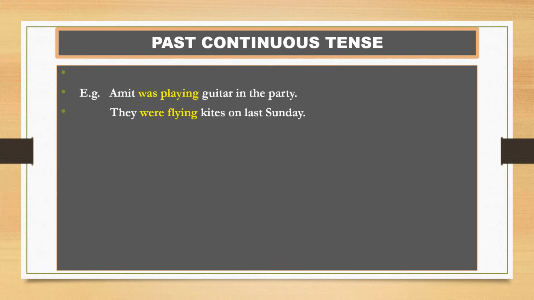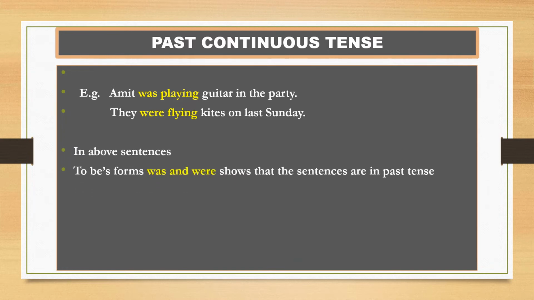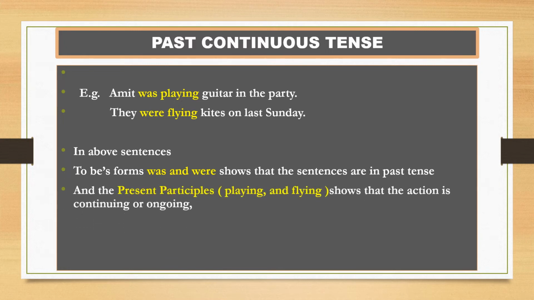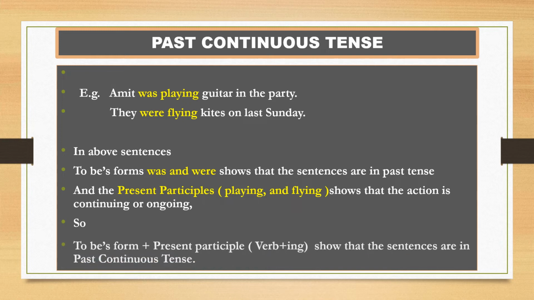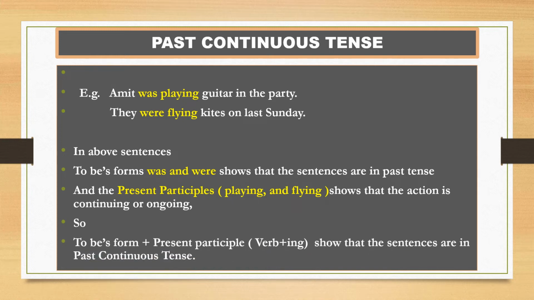Now look at these sentences. Amit was playing guitar at the party. They were flying kites last Sunday. In the above sentences, the to be forms was and were show that the sentences are in past tense. And the present participle, that is playing and flying, shows that the action is continuing or ongoing. So, to be form plus present participle, that is verb plus ing, show that the sentences are in past continuous tense.